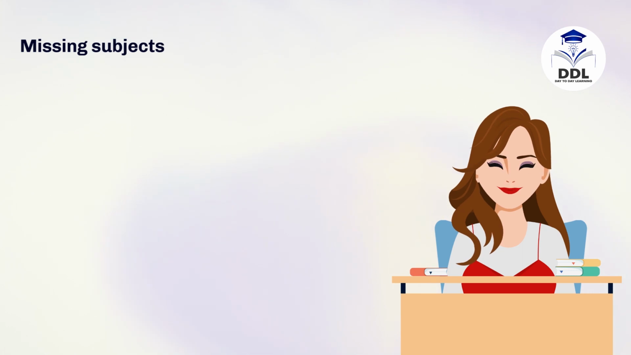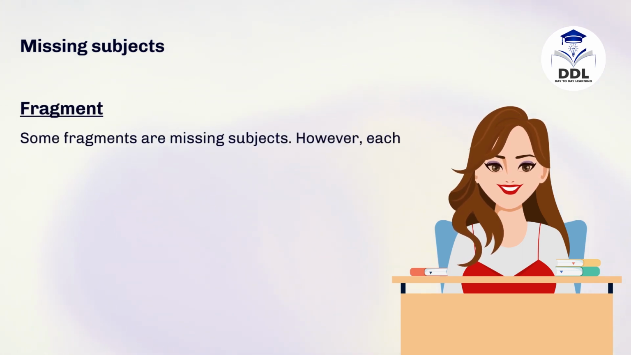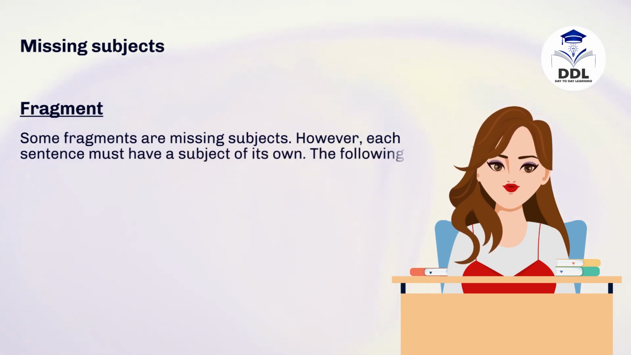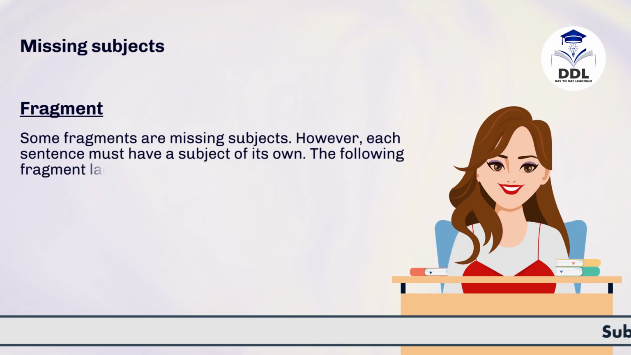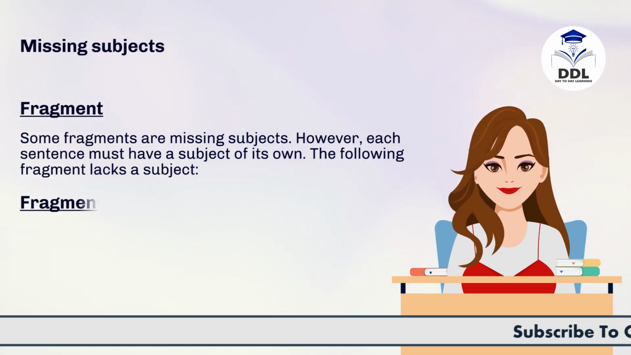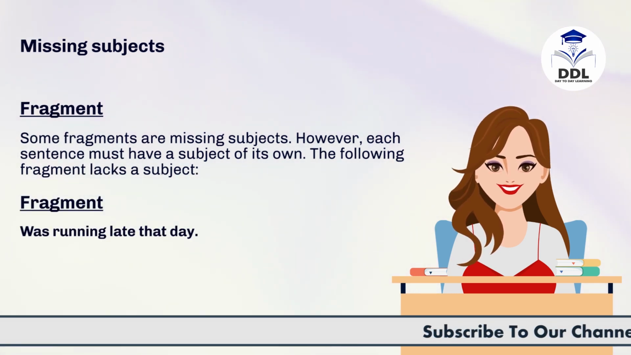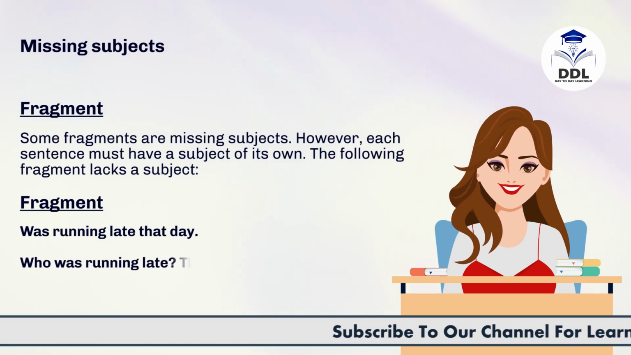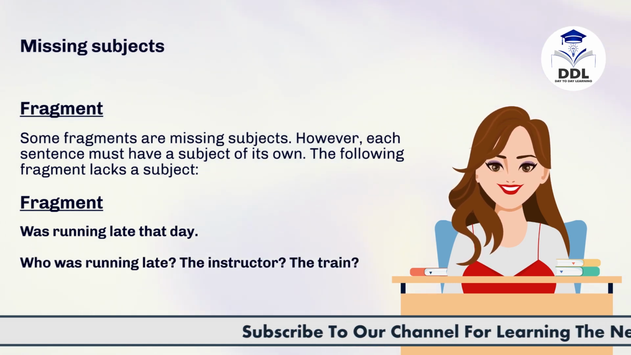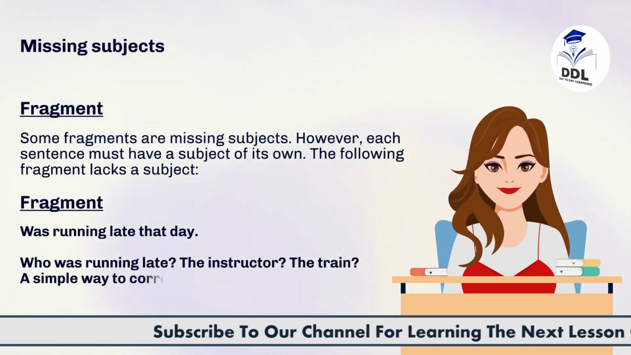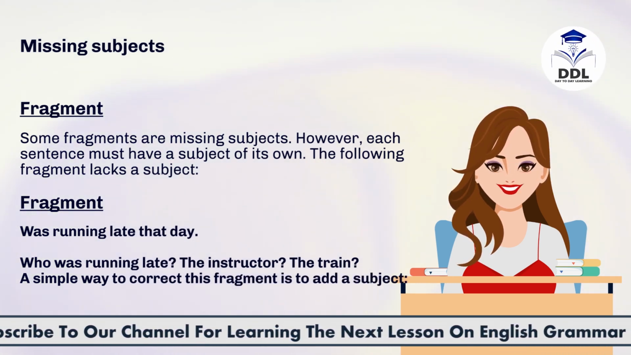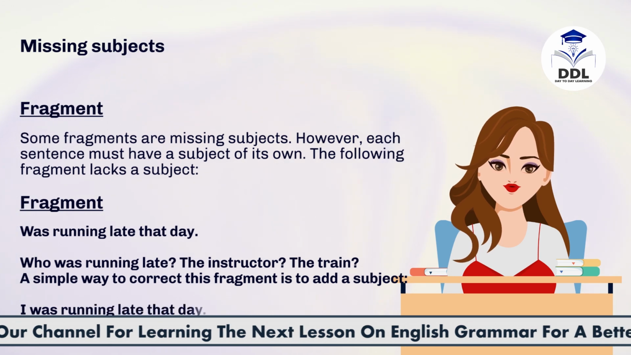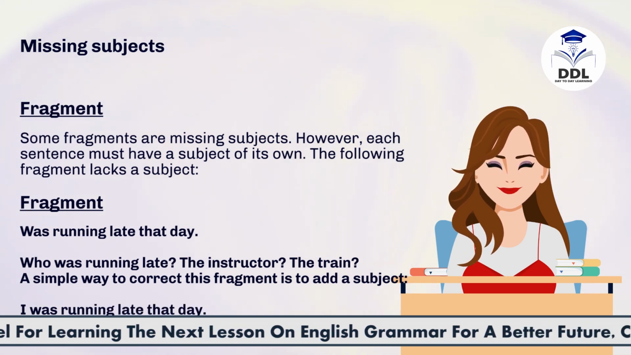Missing subjects. Some fragments are missing subjects. However, each sentence must have a subject of its own. The following fragment lacks a subject. "Was running late that day." Who was running late? The instructor? The train? A simple way to correct this fragment is to add a subject. "I was running late that day."